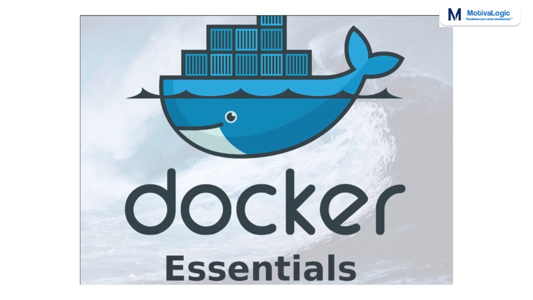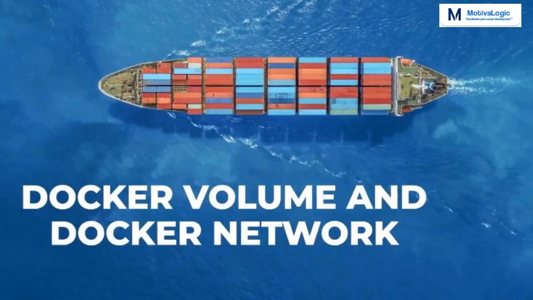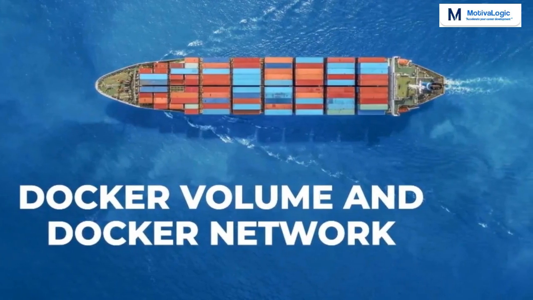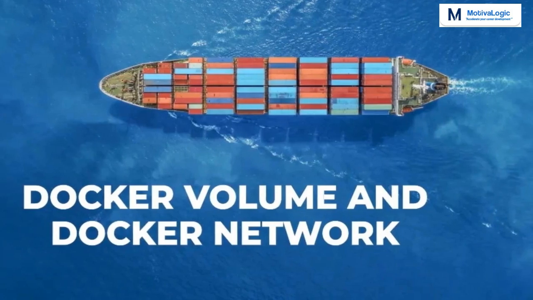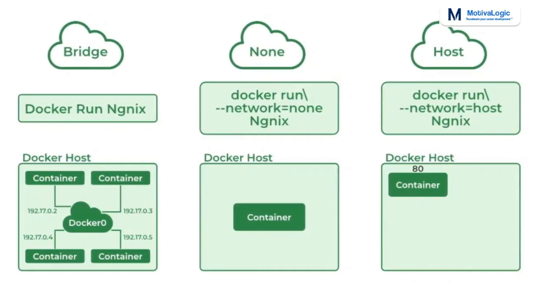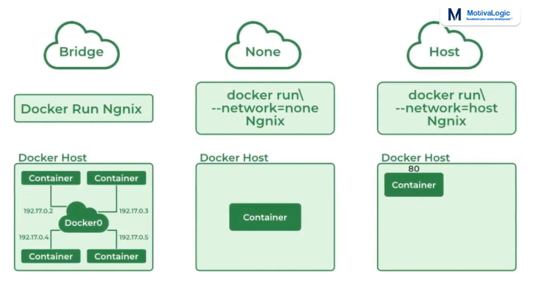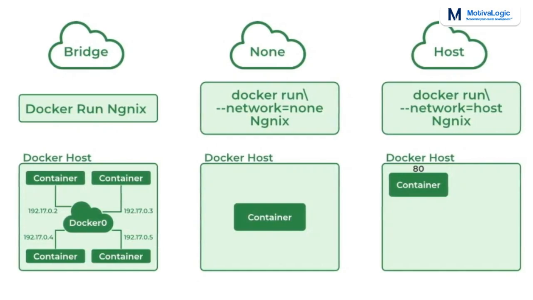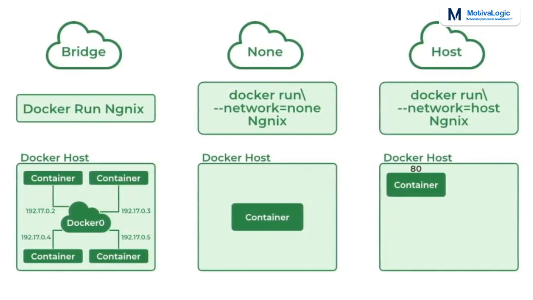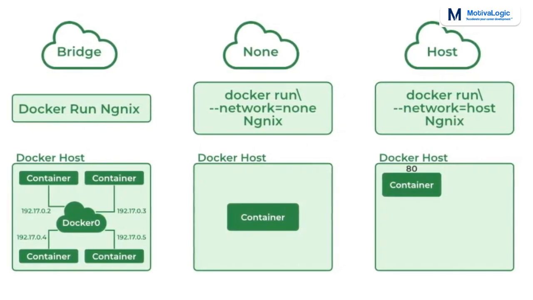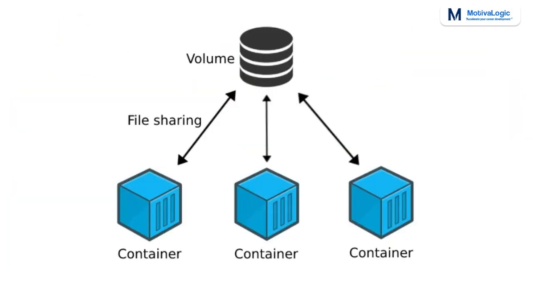Going beyond the basics, here are some Docker essential services you should be familiar with. Docker networks and volumes. Docker's flexibility doesn't end with containers. It provides networking and storage options as well. Docker networks. These allow multiple containers to communicate with each other. Docker provides several networking options like bridge, host, none, and overlay, enabling containers to be connected across different servers.